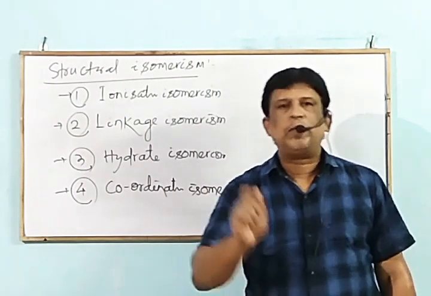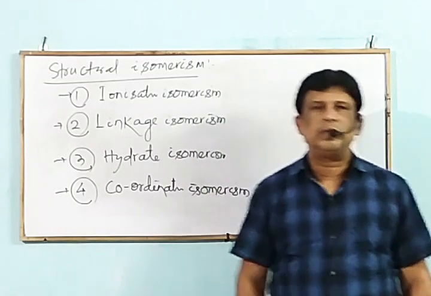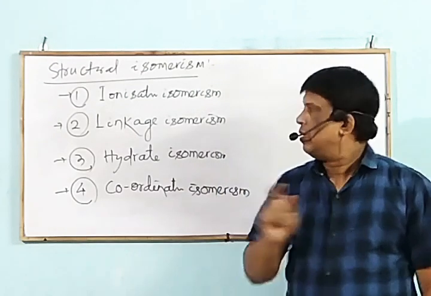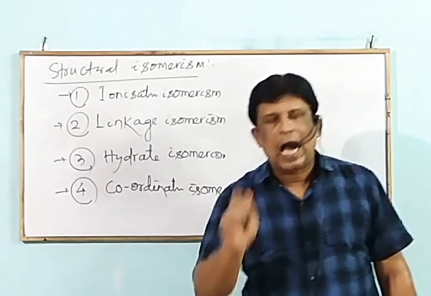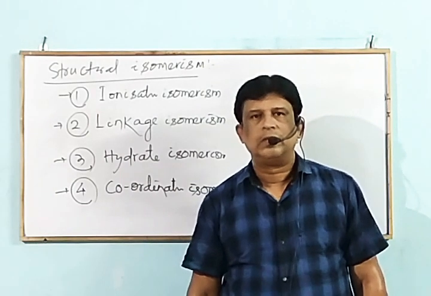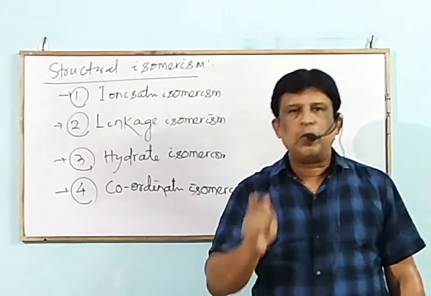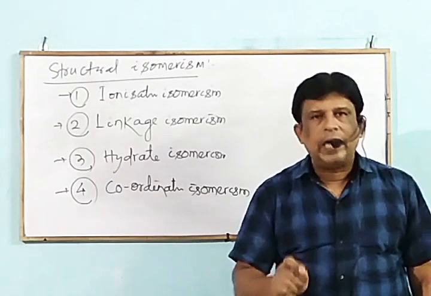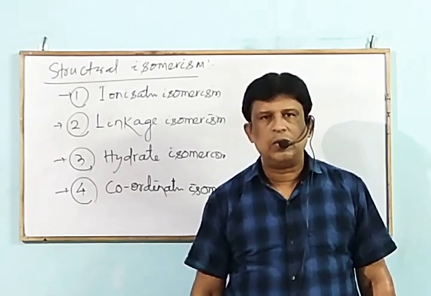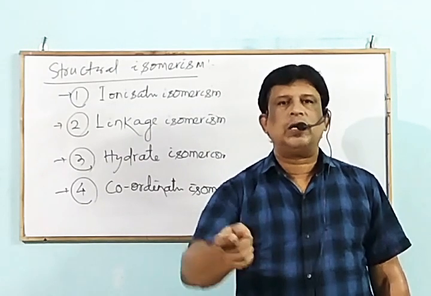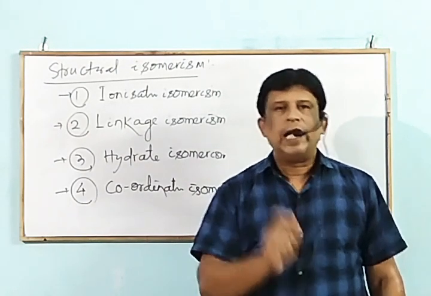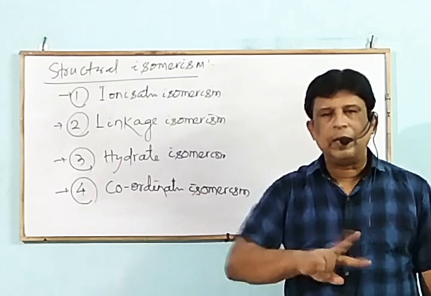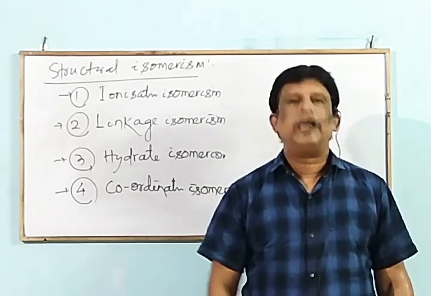When the same molecular formula represents 2 or more structures which liberate different ions in aqueous solution, I repeat again. When the same molecular formula represents 2 or more different structures which liberate different ions in aqueous solution, then one is known as the ionization isomer of the other, and the isomerism is known as ionization isomerism. Mainly it differs in liberating different ions in aqueous solution.